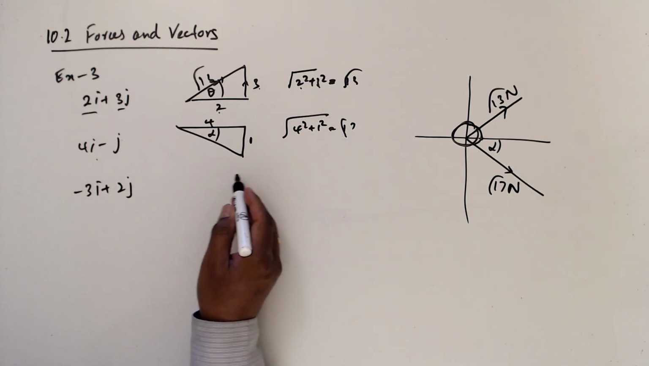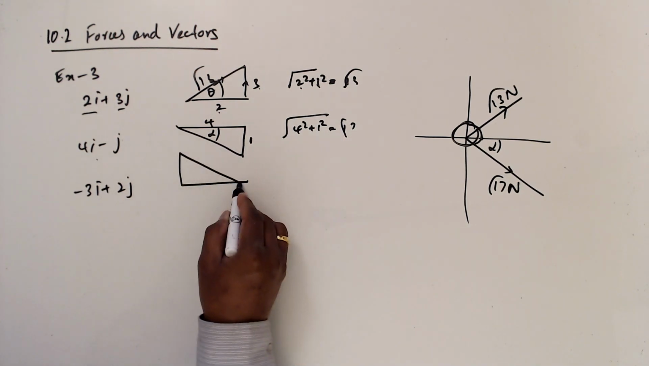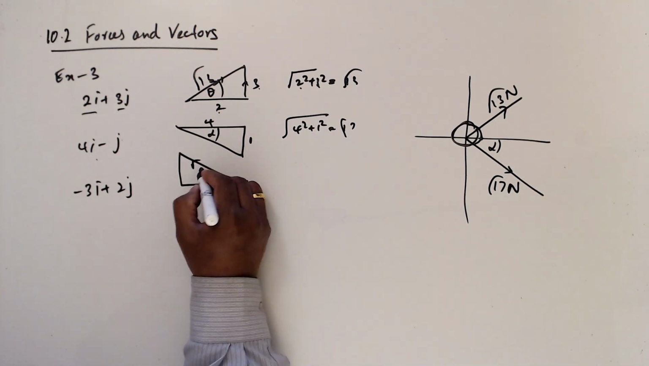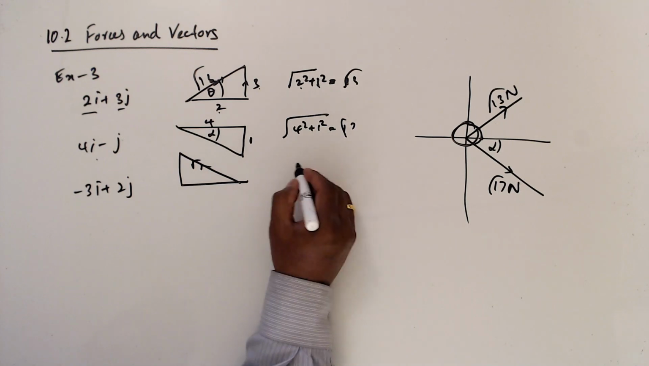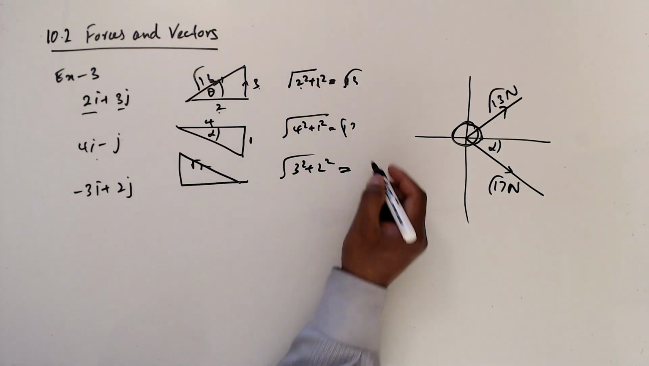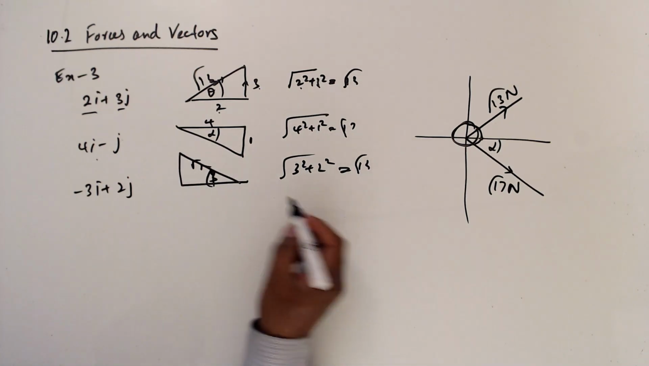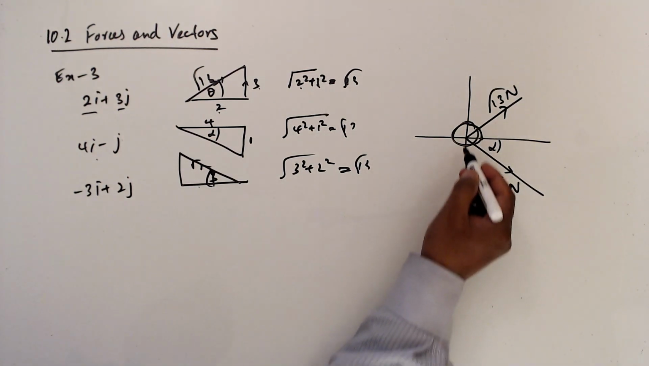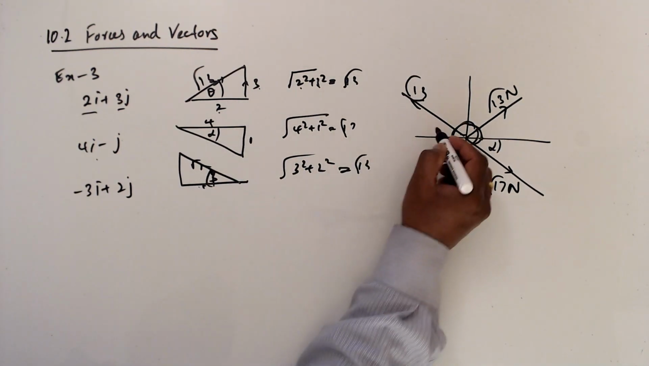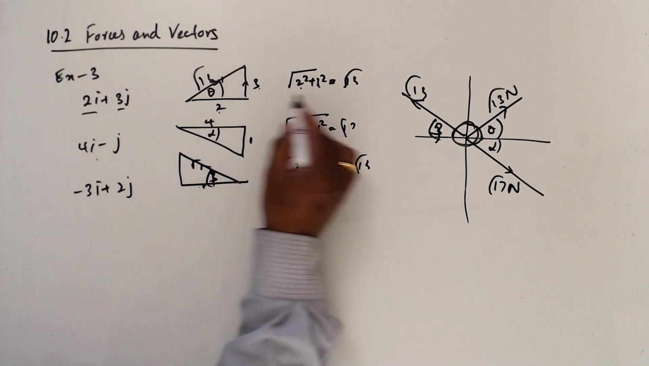What is this one? Minus 3i plus 2j. So from here to here, 3i, 2j. It means to this direction. This is going to be 3 squared plus 2 squared square root. This is the size again. This is square root 13 and this is beta. So beta is somewhere here. This is square root 13 with beta. This is theta.